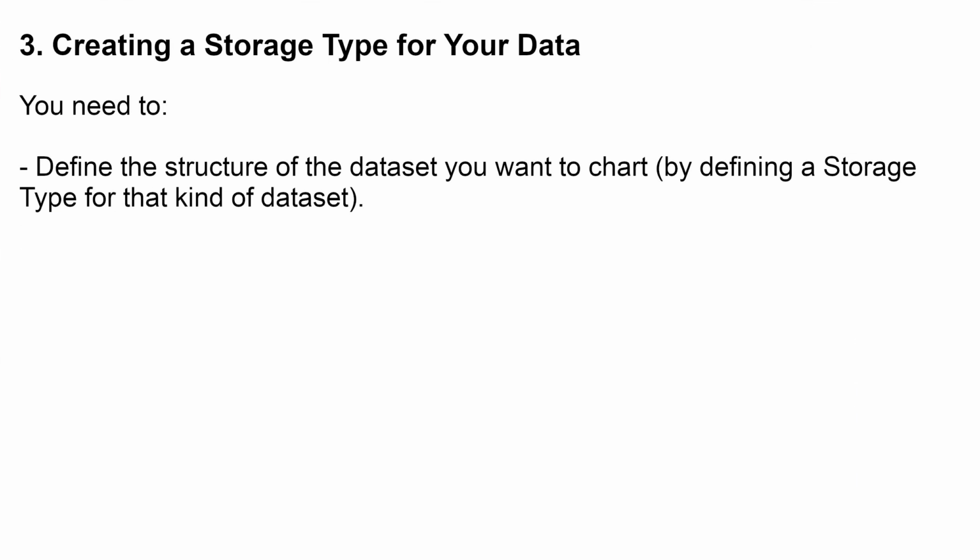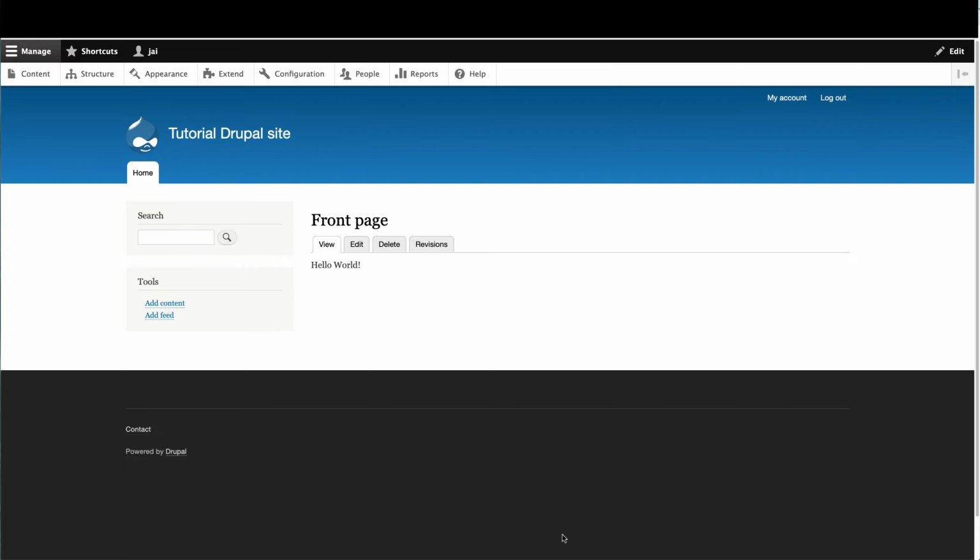Part 3, defining the data that you want to chart in Drupal. Now, we need to add a storage type for every kind of data set that we want to chart. So what does that mean? Let's get into it. So here we are again on my test Drupal 9.3 site.